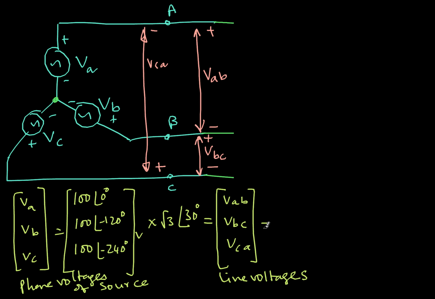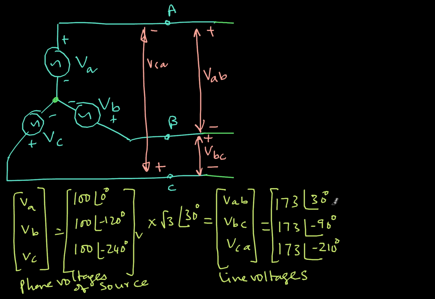What are the values? Just see here, 100 into root 3 is 1.732, so into 100 is 173.2. I'll approximate it to 173. And the angle will increase by 30 degrees. This we already did in the previous session. So this angle will be minus 90 degrees, because minus 120 plus 30. And similarly this is 173, and this angle will be minus 240 plus 30, which is minus 210 degrees. So this you are aware of. So now we have line voltages.